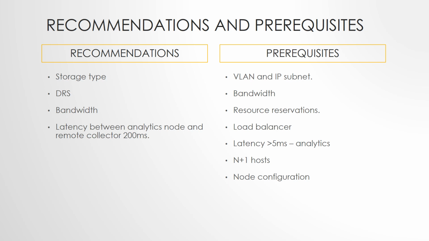Now, the recommendations are that nodes should be on the same type of storage. They should use DRS anti-affinity rule, or they can also use storage DRS anti-affinity rule, so that they are separated to different data stores, plus they should be present on different hosts always. Next is the bandwidth should be greater than or equal to 10 Gbps for better performance. And last is that the latency for analytics nodes and between remote collector should be not greater than 200 milliseconds.